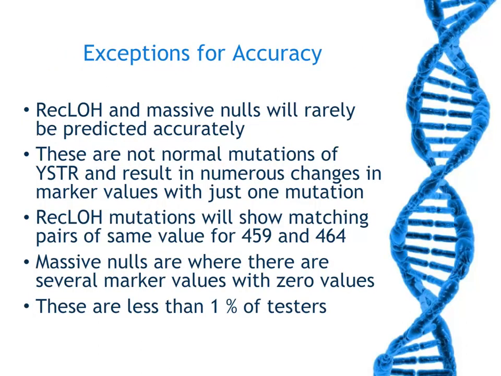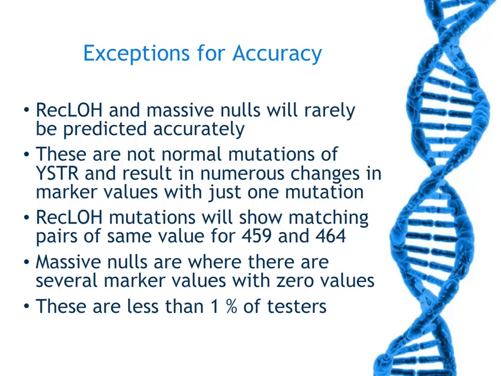There are some exceptions for ones where YSNP prediction does not work. And you have recombinational loss of heterozygosity, or RLOH. These are in the palindrome regions where they recombine and result in one mutation that changes 5 or 6 marker values. Also, if you have massive nulls, they will rarely be predicted accurately as well. These are not normal mutations, and they result in multiple changes from just one mutation, so the mathematical models can only handle one type of genetic biological mutation.